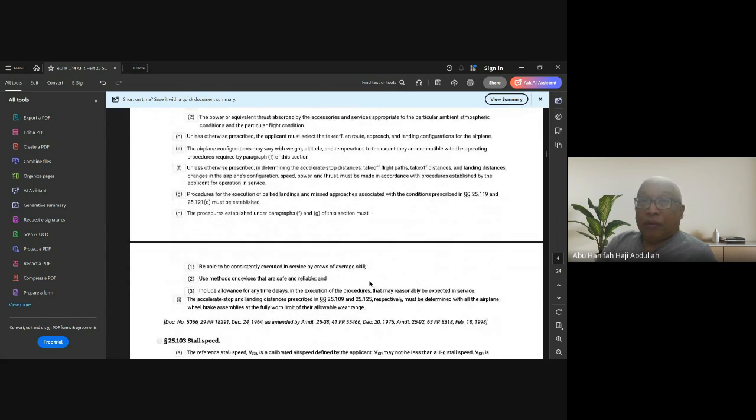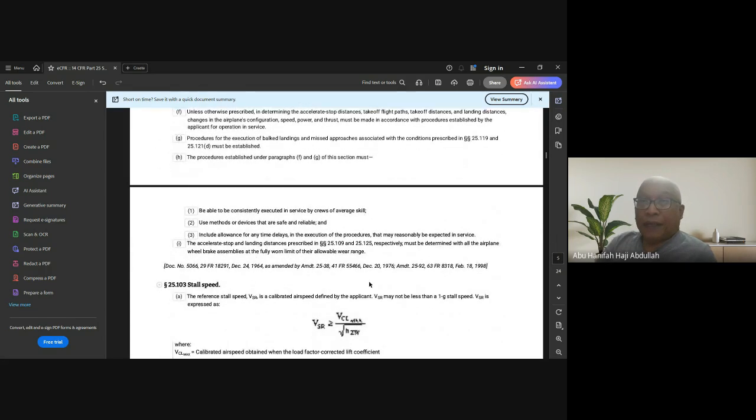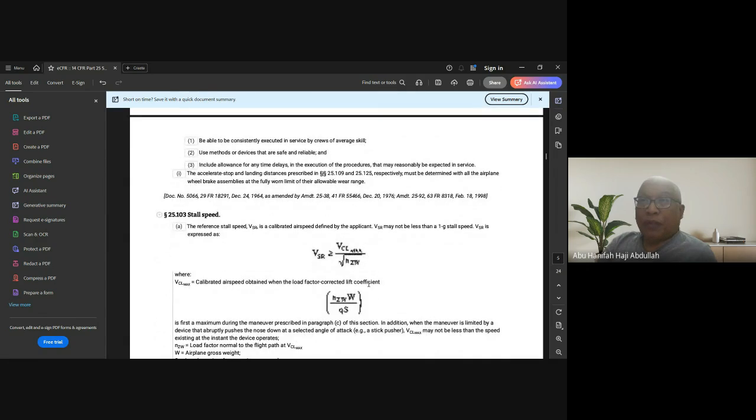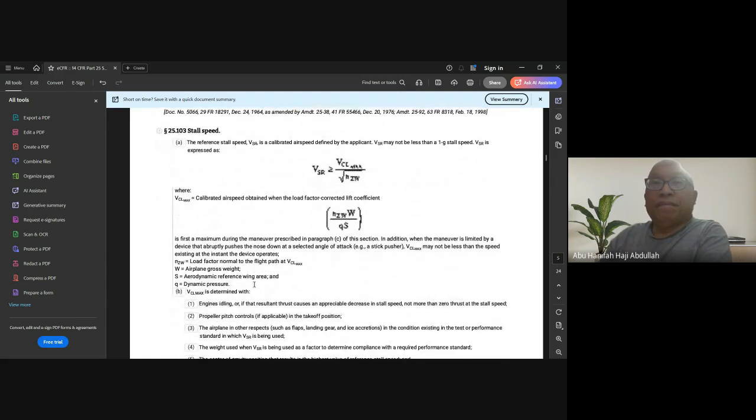Then we also talk about stall speed. They give you the formula and you need to calculate with it. You need to look at the velocity, the mass, and the wing area, and from there you can establish your stall speed. And you must test this in flight. By calculation it is a formula, but actually you have to prove it by flight.